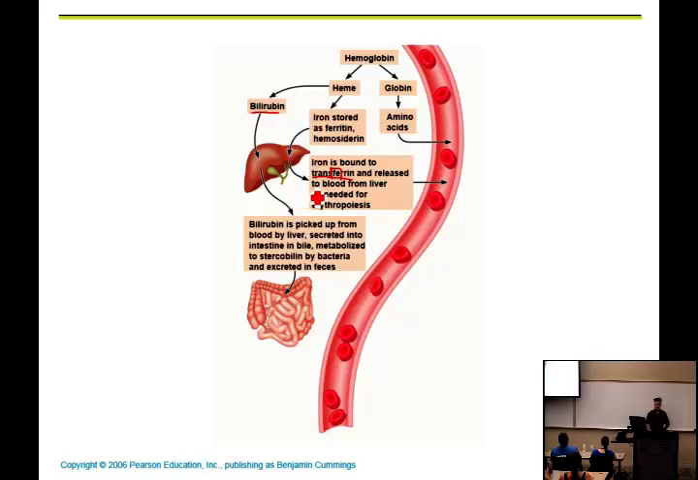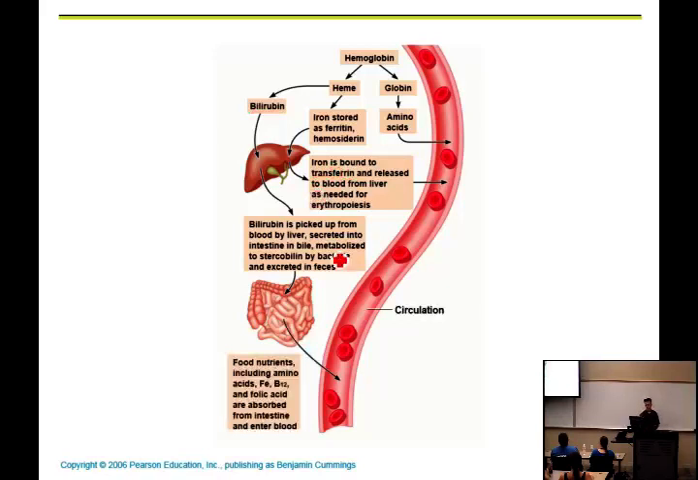And bilirubin is actually what goes into bile, which is secreted, we'll talk about later, made by the liver, goes into the digestive tract. Bile has a number of different functions, but the bilirubin is something that we get rid of. It's broken down further and contributes to the brownish coloration of poop. So that's where that coloration comes from.